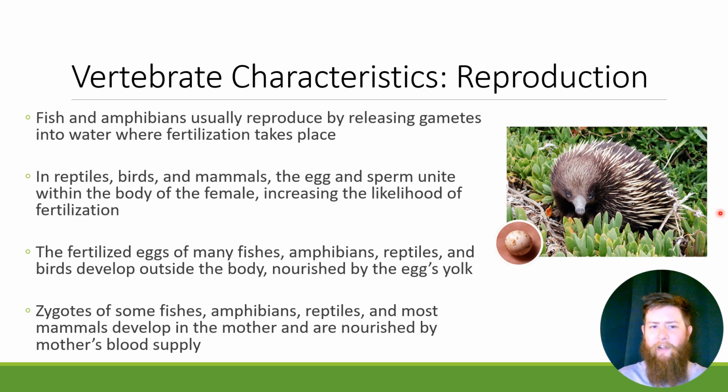The fertilized eggs of many fishes, amphibians, reptiles, and birds develop outside the body, nourished by the egg yolk. There are some examples of mammals that do too. This is a monotreme, an echidna, and this is its egg there. There are only about 5 mammal species that still lay eggs. The rest of us give live birth. In the zygotes of some fishes, amphibians, reptiles, and most mammals, bar these 5, the zygotes develop in the mother and are nourished by the mother's blood supply. Things like snakes are born live.